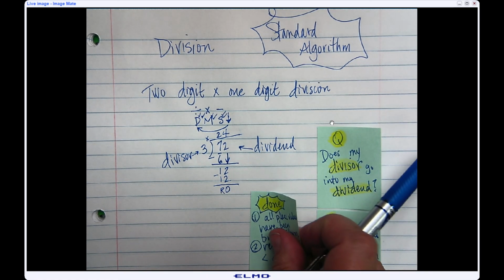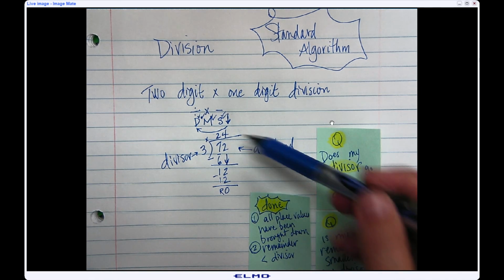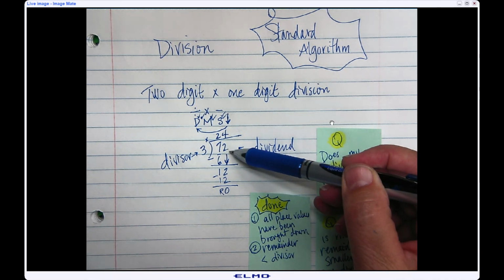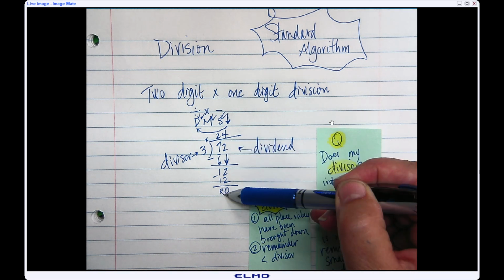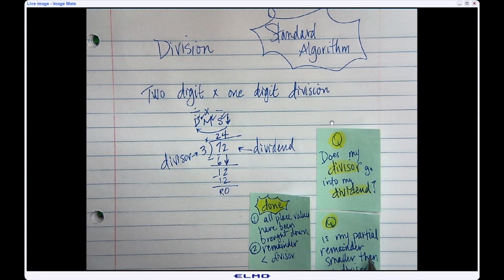The way I figure out if I'm done is I am done if all place values have been brought down. So I look at this right here and I realize, yep, there's nothing left that I haven't already gone through. And my remainder is less than my divisor. So again, it's that same sort of question that we were asking right here in question number 2, which is my partial remainder, or in this case, just the remainder, smaller than my divisor? It is 0, that's smaller. I brought everything down, I am done.